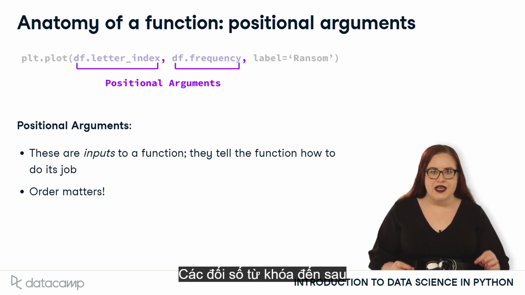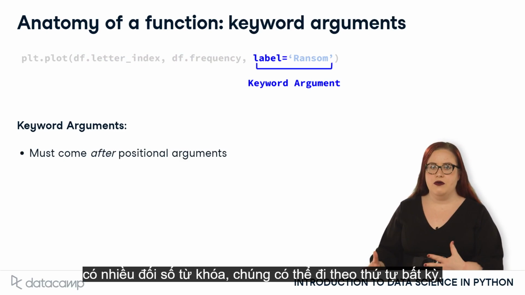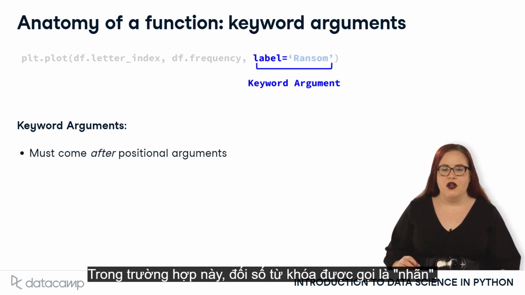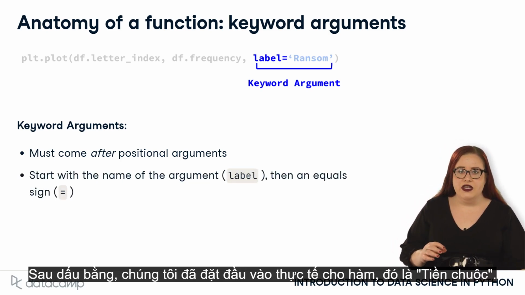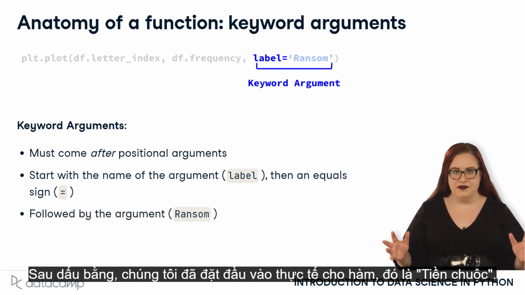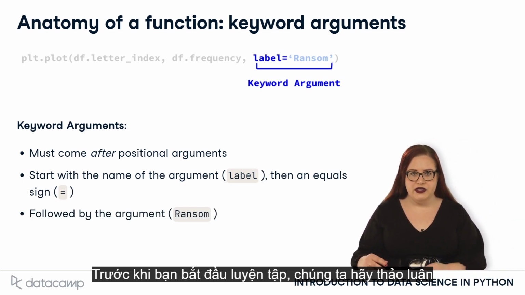Keyword arguments come after positional arguments, but if there are multiple keyword arguments, they can come in any order. In this case, the keyword argument is called label. After the equal sign, we've put the actual input to the function, which is ransom. Eventually, this argument will let us create a legend for our graph.